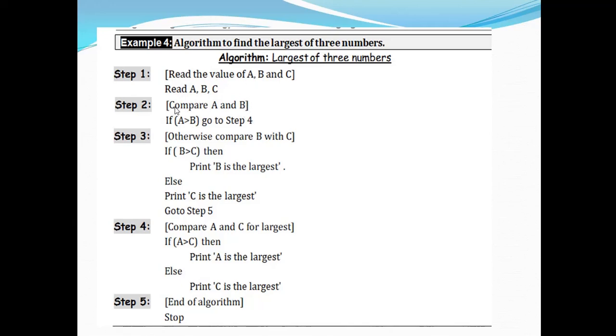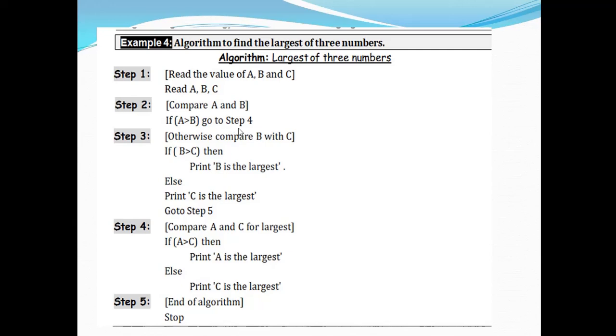So here in step 2, compare A and B. We are going to compare between A and B. If A is greater than B, we have to check this condition also: A is greater than C condition also has to be checked. If A is greater than B and A is greater than C, then only we can say that A is the greatest number.